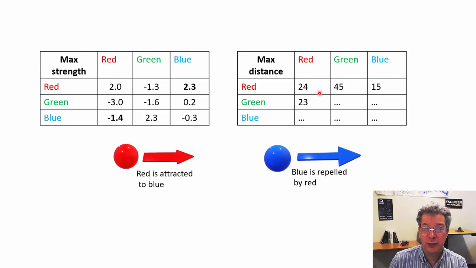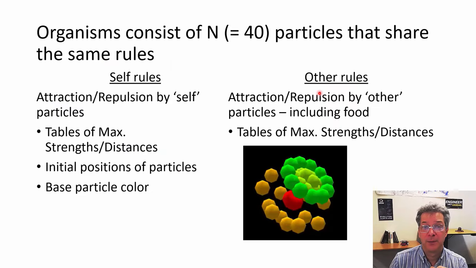If we want an evolutionary model, things get a little more complicated. So what we have to define is what represents an organism. And so for my model, an organism consists of N, which happens to be 40 particles. So what we see here are 40 particles that make up one sort of organism. And there are two sets of rules. So there are the set of rules for how these particles interact with each other. Think of those as the self rules. And if we want, we could think of these particles as cells. So it's the forces that hold the cells together. And that's a table of strengths and another table of distances.